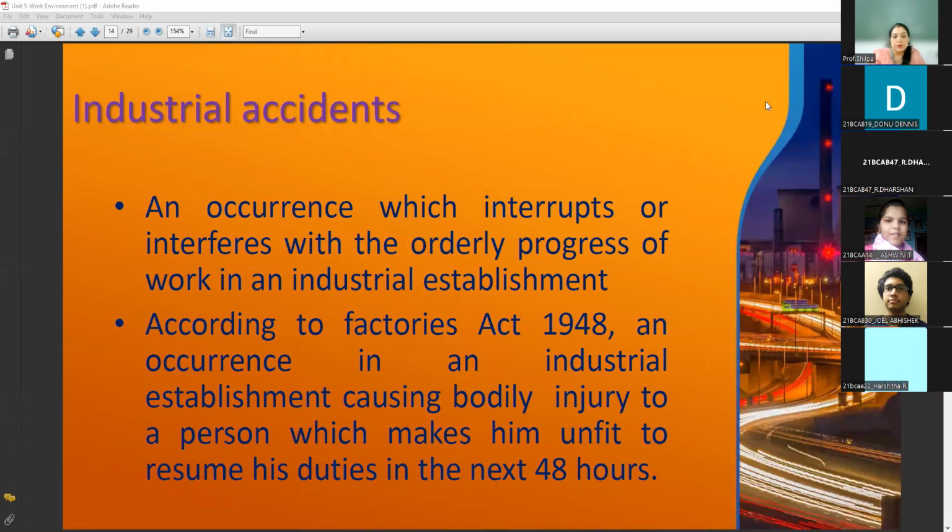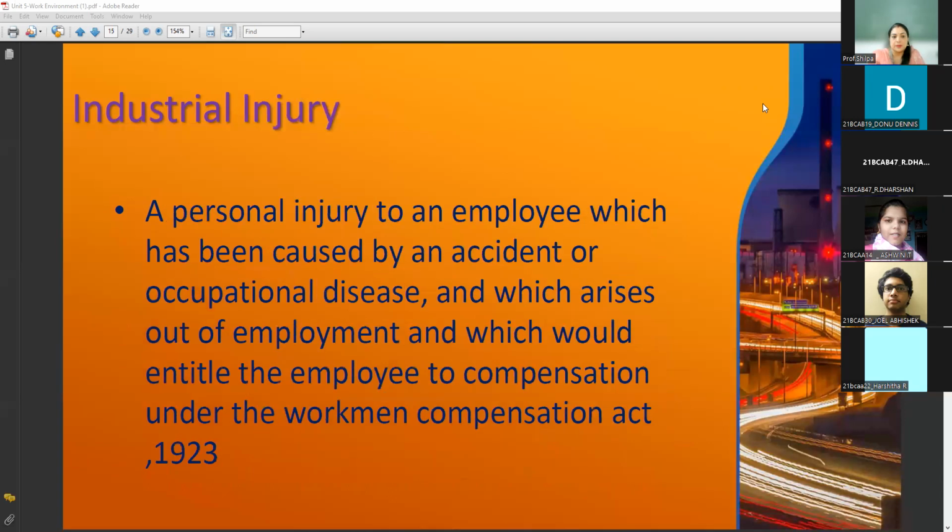In that case, the person could be entitled to claim compensation, and we can say that he has met with an accident. That means in the next 48 hours he should not resume work. If he doesn't resume work, he is not stable. In that case, it can be considered as an industrial accident.